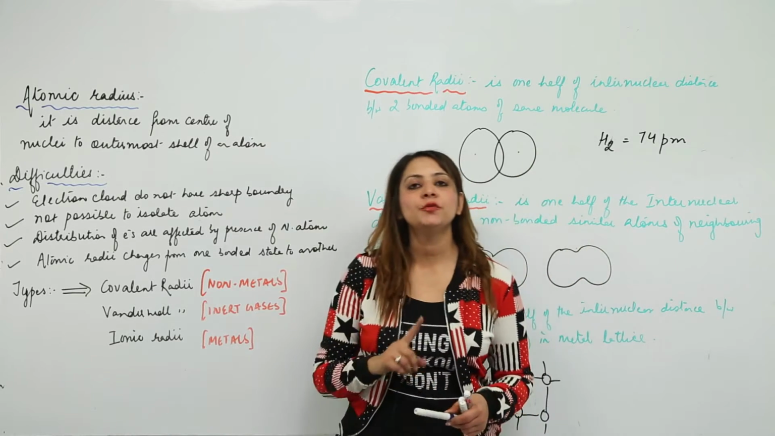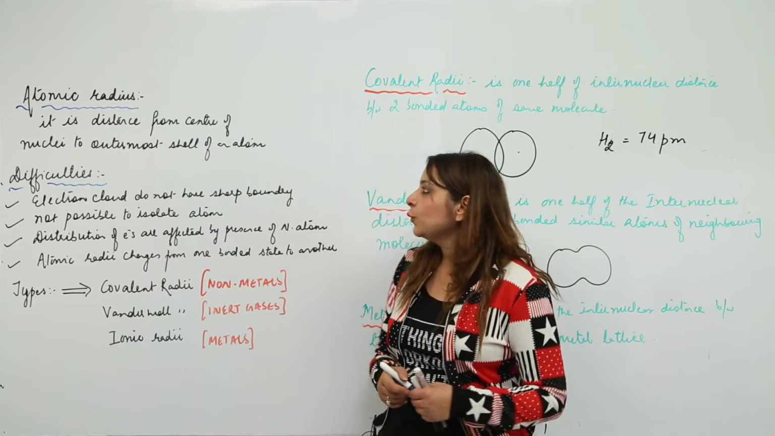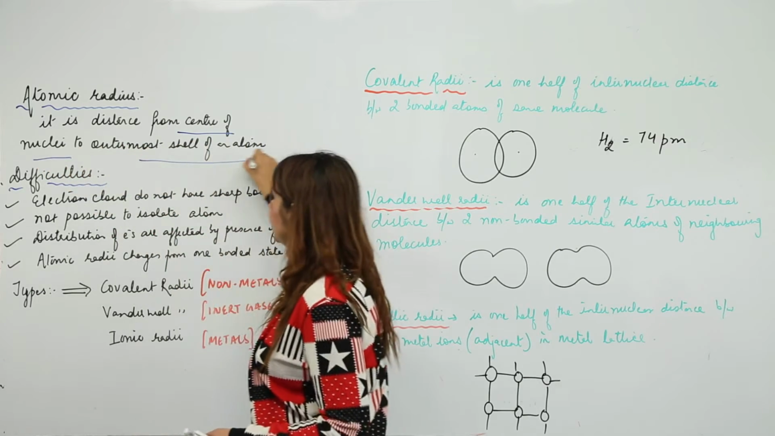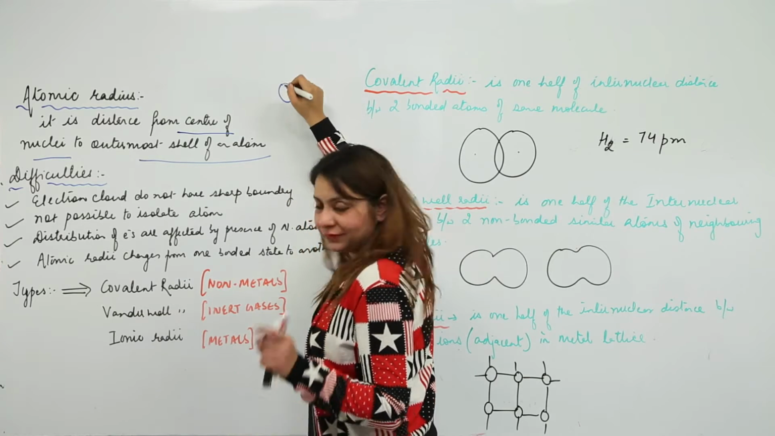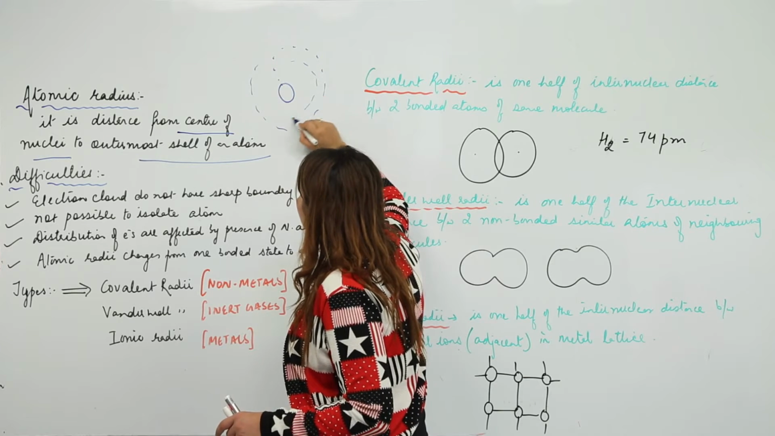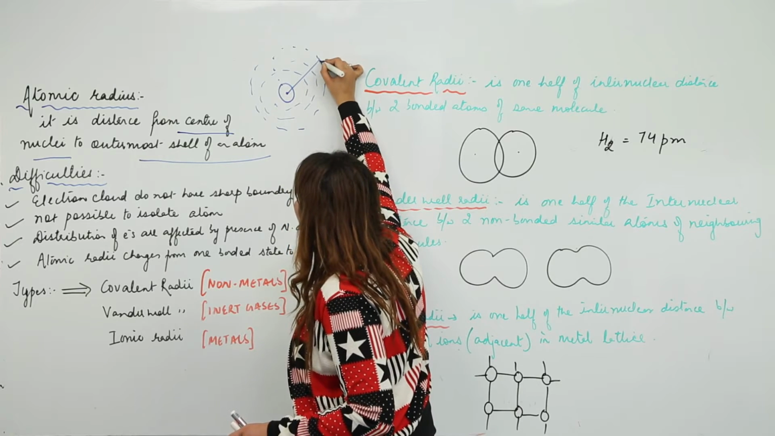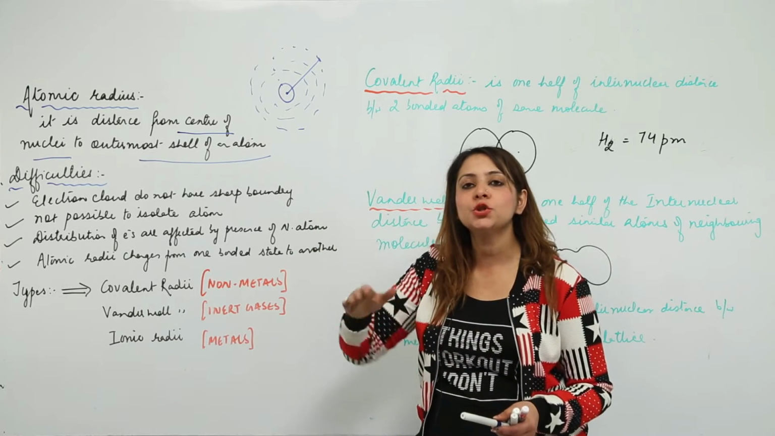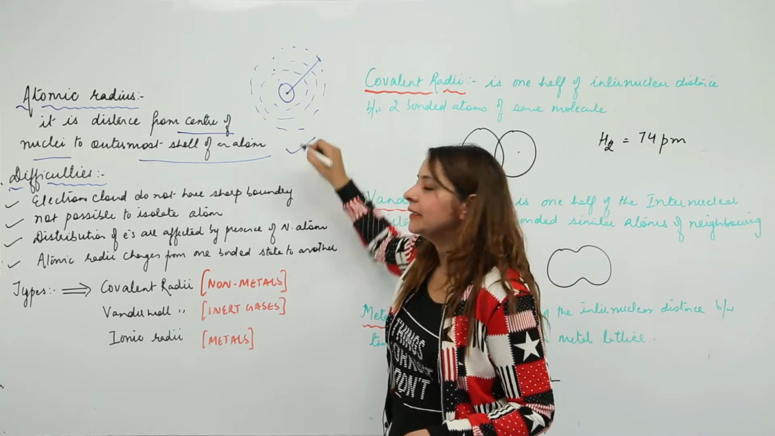Now we are going to start with the first property of an atomic property, that is the atomic radius. So what is it? It is actually a distance from the center of nucleus to the outermost shell of an atom. As you know, this is a nucleus and there is an electron cloud all around, right. So it is actually the distance from the center of the nucleus to the outermost electron cloud, or you can say that it is the distance from the center of the nucleus to the region where the probability of finding an electron is maximum. So this is what an atomic radius is.